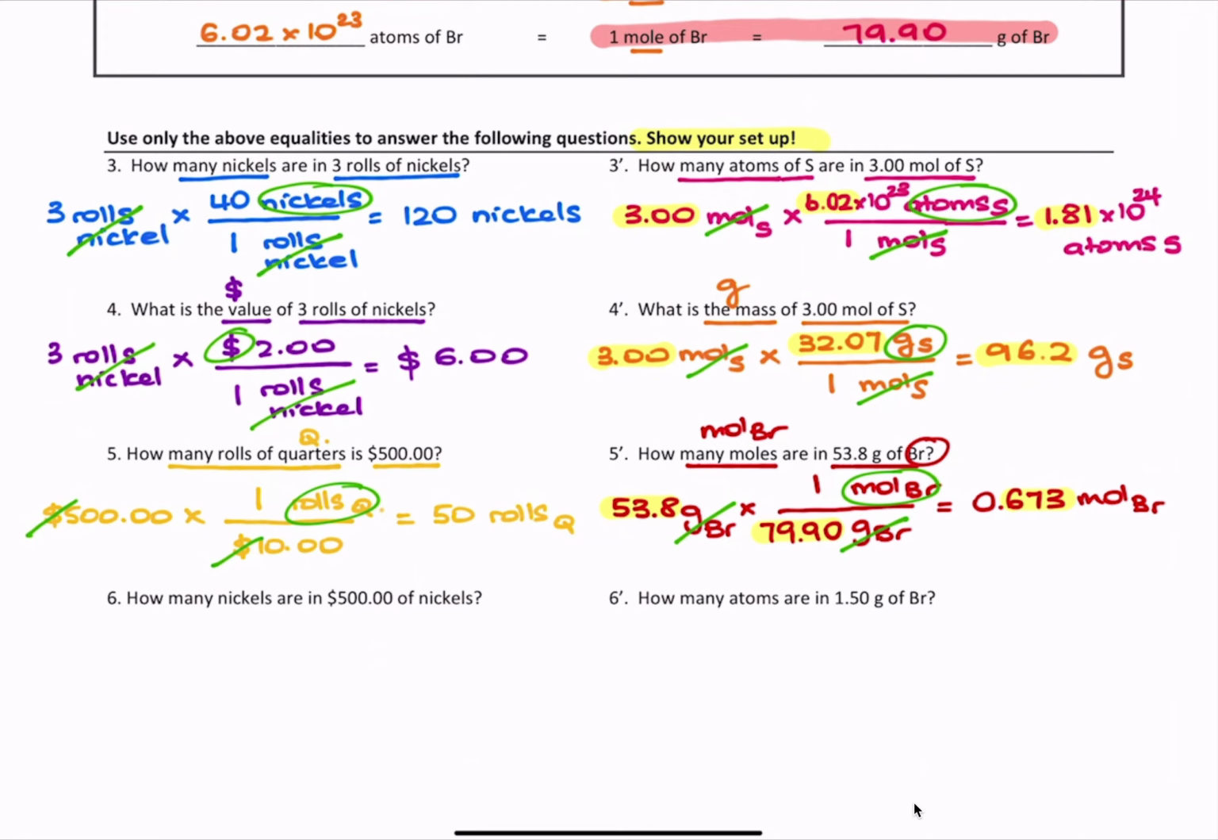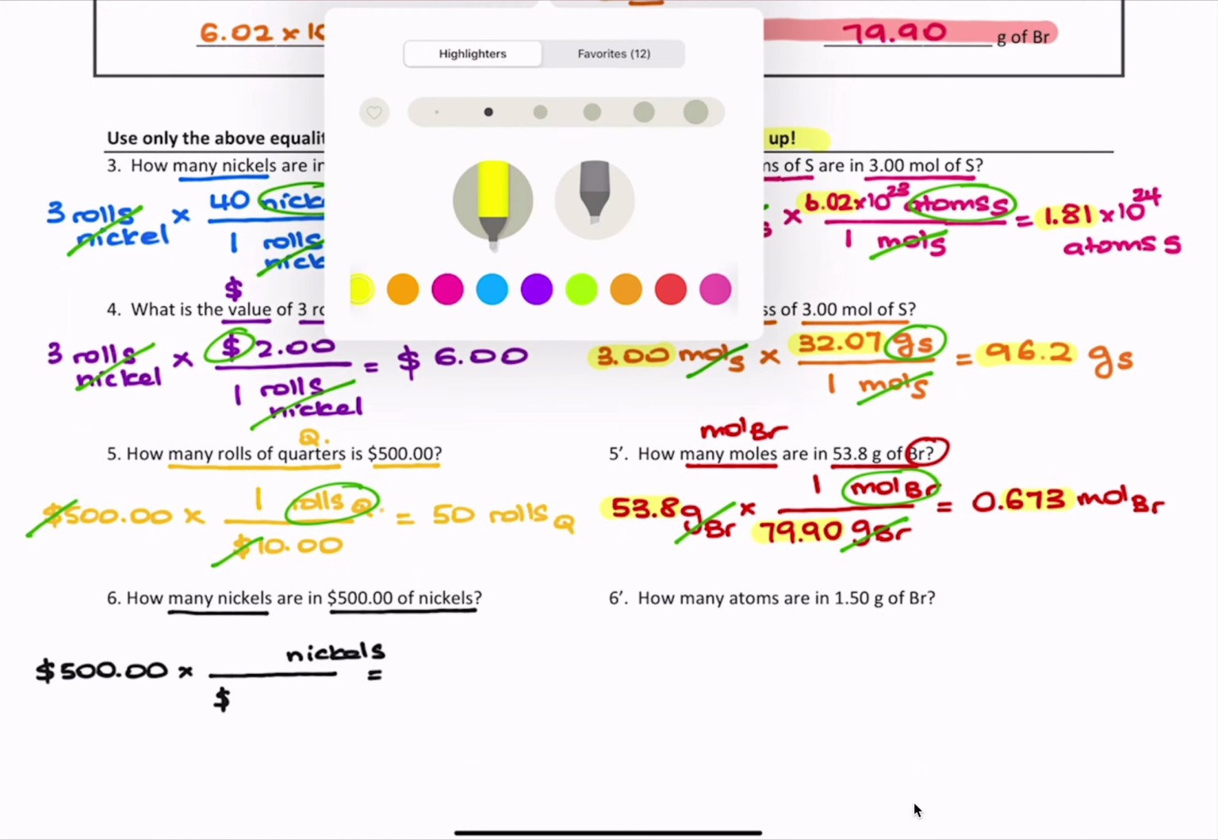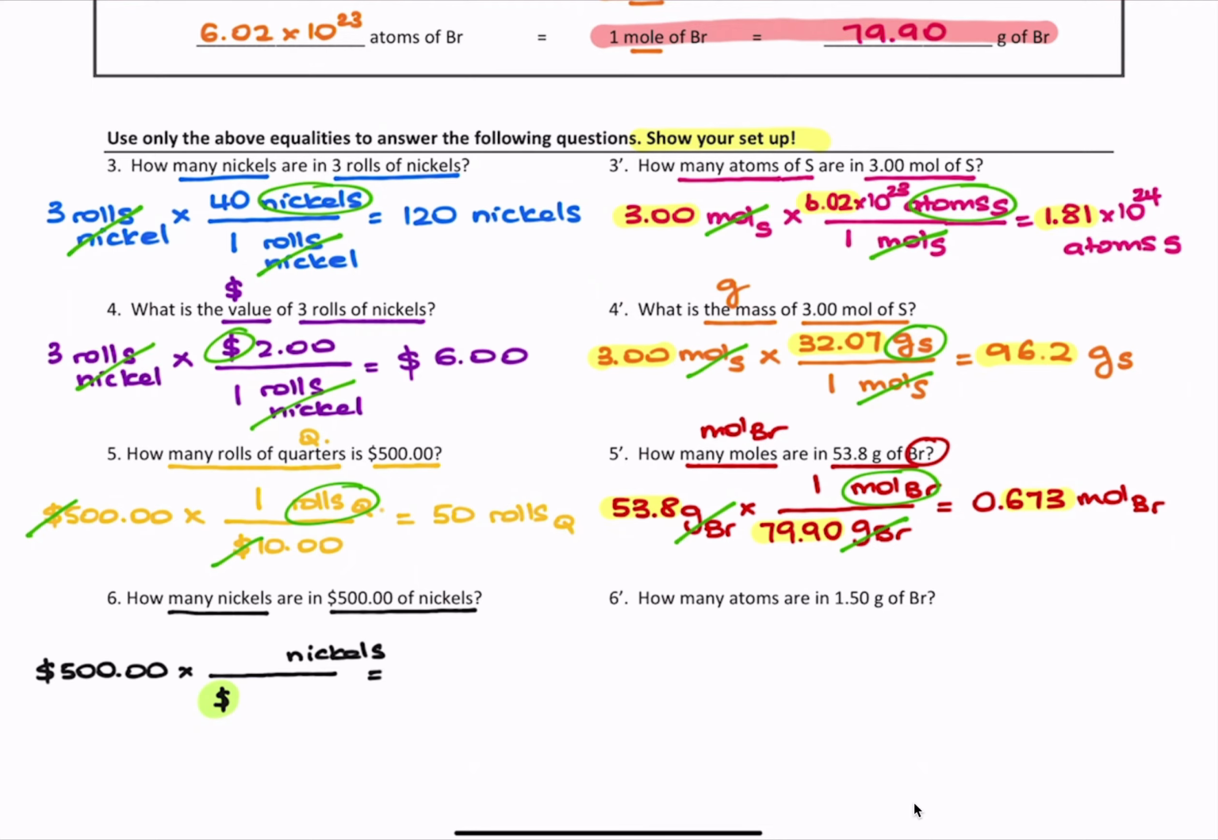So, let's take a look at 6 and 6 prime now. We want to know how many nickels are in $500 of nickel. So we start here with $500, and we want to cancel the dollar amount and convert into nickels. So, do we know the relationship between the dollar and the nickels?